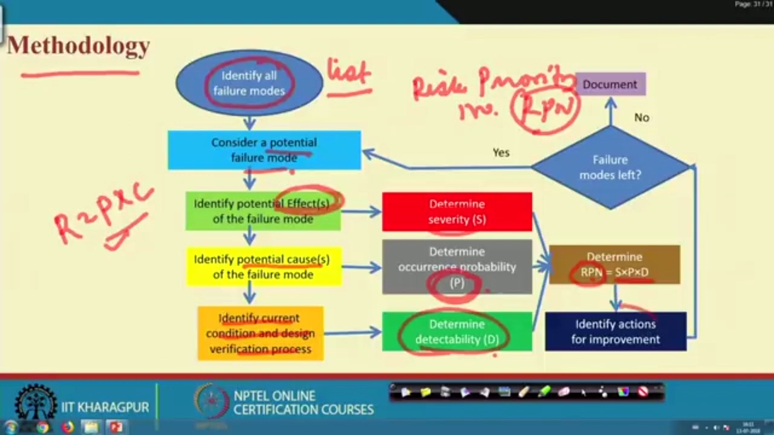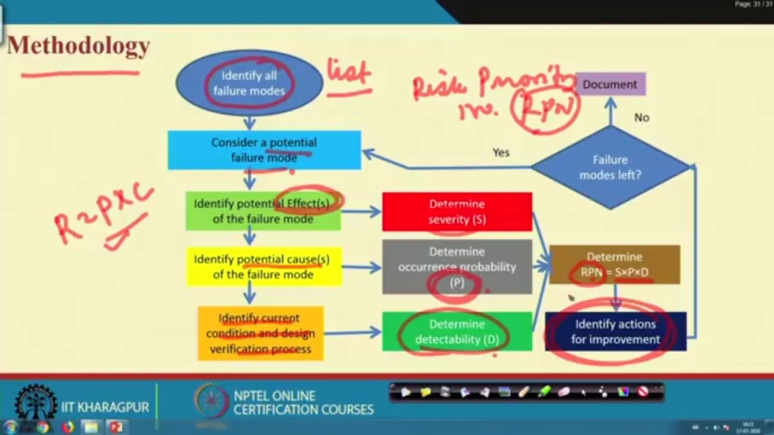Then you talk about action points for improvement. Like in HAZOP, once the causes and consequences are known, you are recommending something so that this thing will not happen. Similarly, for every potential failure mode, you have to identify the actions for improvement, whether in terms of probability of occurrence, in terms of severity of the failure modes, or in terms of detectability when the failure mode has occurred. In either of the three or in combination, you tell what actions are to be taken.